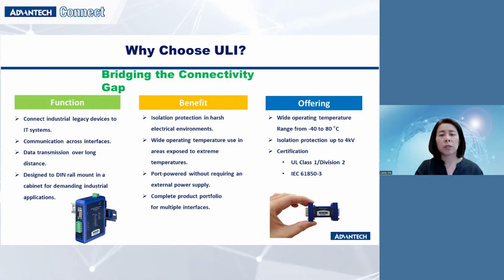ULI is a complete product series with multiple interfaces. Features range from light industrial level to heavy duty level, connecting legacy serial access to the IoT world. Our products come in various form factors. They include DIN rail mounted in a cabinet for demanding industrial applications, or pocket size form factor. Okay, so the pull power devices work without requiring external power adapters for field service. Some models offer wide operation temperature range and 4 kV isolation protection. And some even support high-level certification.